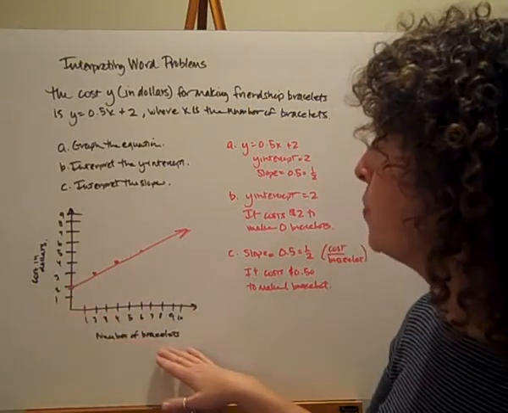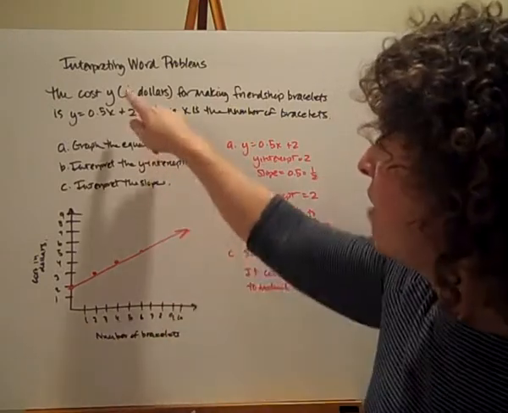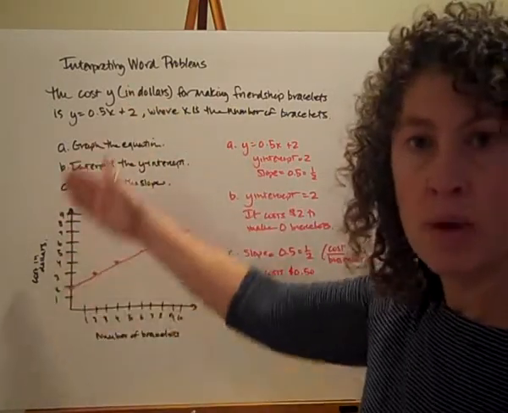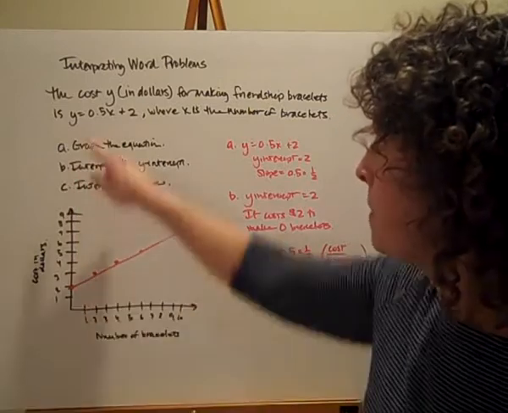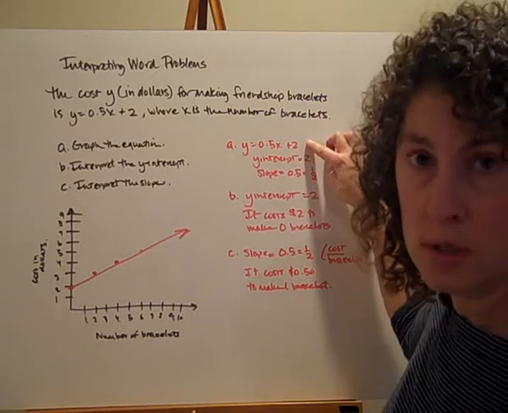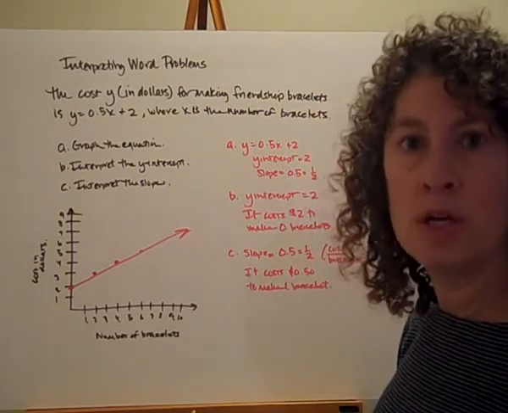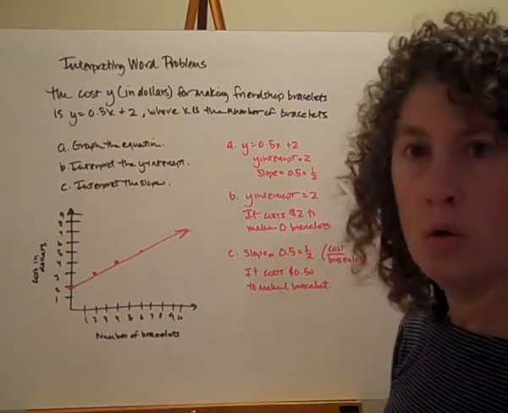I've given myself my number of bracelets, which are my x, so those are my input on my x-axis. I've given my dollars on my y-axis. That's my output. When I go to graph this, I know my y-intercept is 2, so that's where I'm going to start my line. And I know my slope is 0.5. If I want to think about that as a ratio of rise over run, that's 1 over 2.